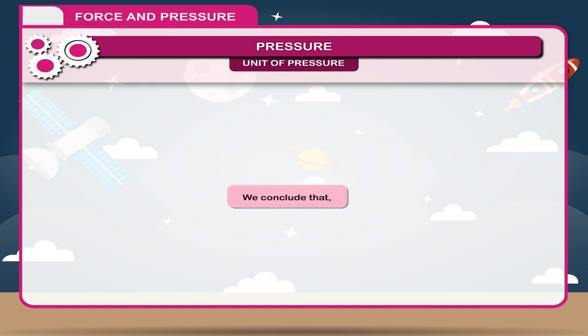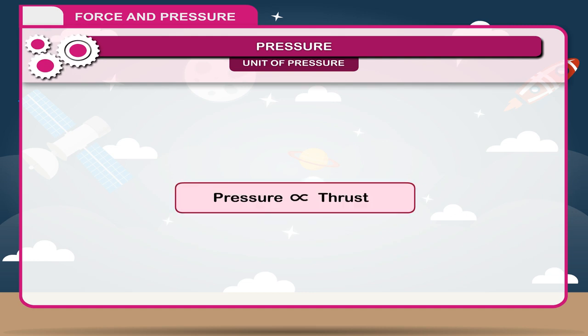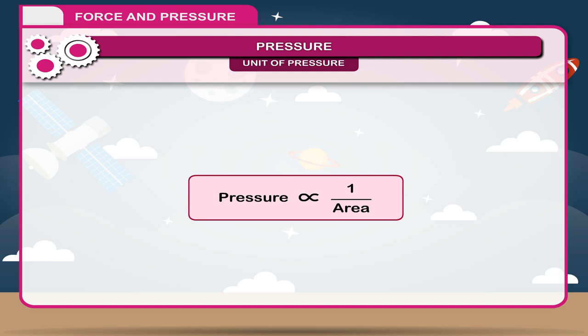We conclude that: 1. The pressure is directly proportional to the thrust, which means the greater the thrust, the greater is the pressure. 2. The pressure is inversely proportional to the area on which force, thrust, is applied. The lesser the area in contact, the greater is the pressure.